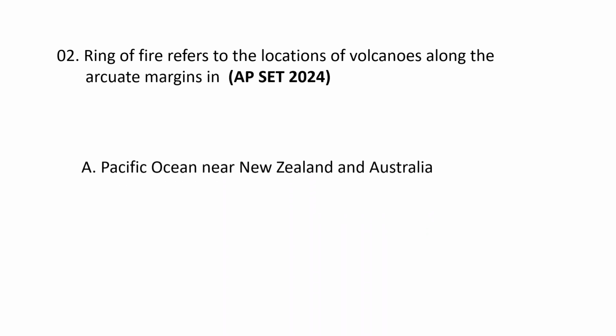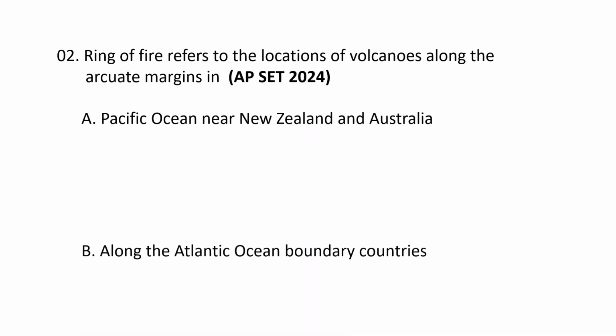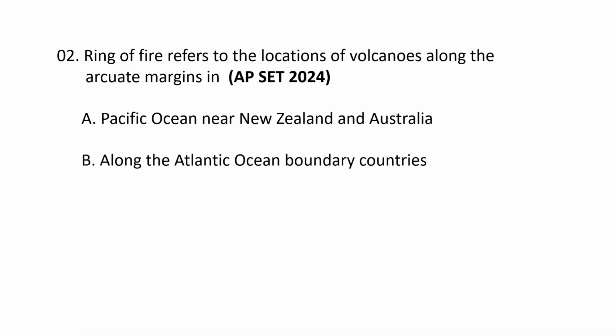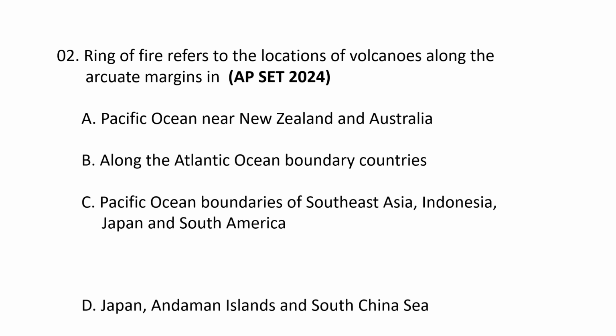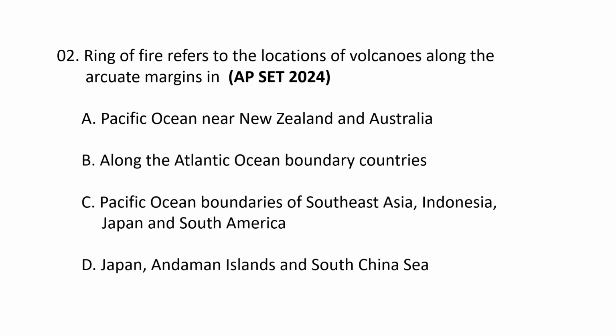Next question. Ring of fire refers to the locations of volcanoes along the arcuate margins in A. Pacific Ocean near New Zealand and Australia, B. Along the Atlantic Ocean boundary countries, C. Pacific Ocean boundaries of Southeast Asia, Indonesia, Japan and South America, and D. Japan, Andaman Islands and South China Sea.